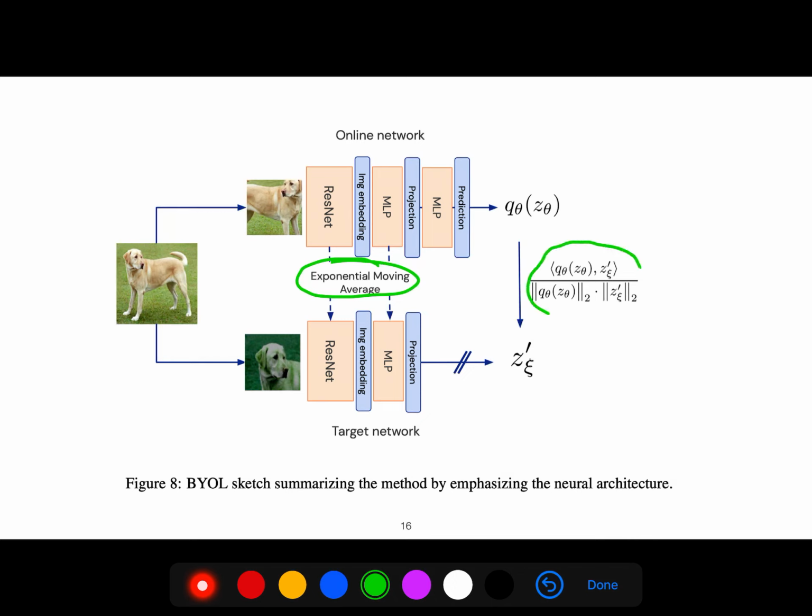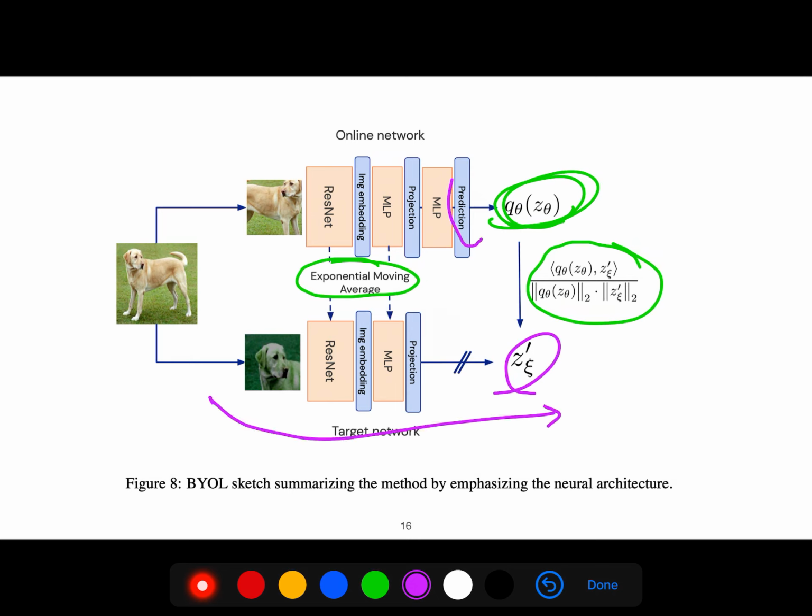And this is the normalized version of the dot product between the online prediction and the target output. In the target path, we are missing this extra prediction model. So the architecture is designed to be asymmetric. Otherwise, it would collapse. There are two reasons that this network does not collapse. One of them is the exponential moving average. The other one is the asymmetric architecture of this design. As you see, it is missing the prediction layer.